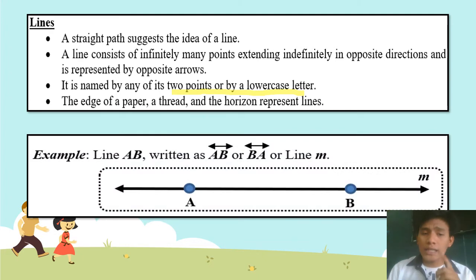Now, an example for this figure. As you can see in the figure, it has opposite arrows, right? And this line is called line M. These are point A, point B. So it is called line AB, or written as line AB or line BA. It's okay to interchange the letters.